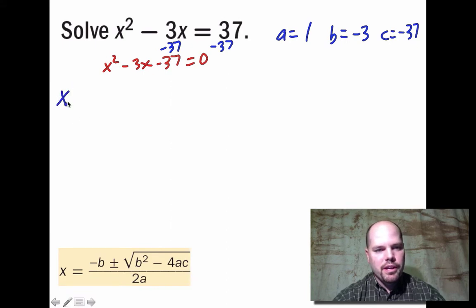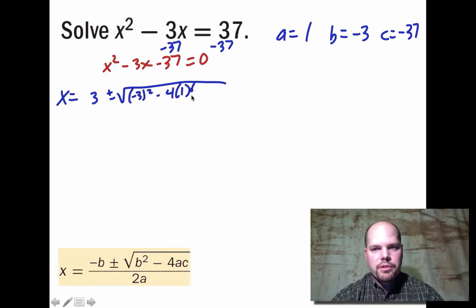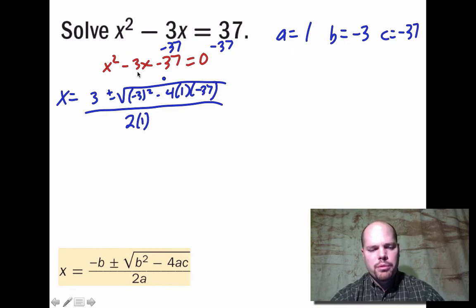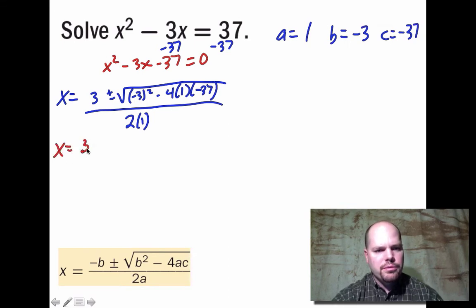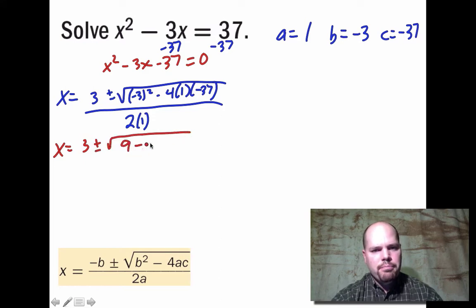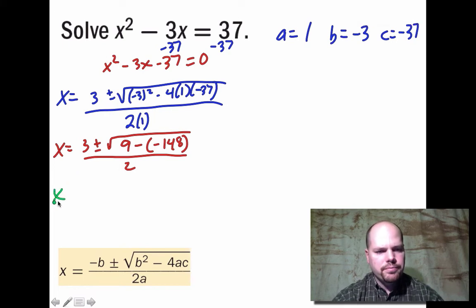All right, so we want x equals the opposite of b, so that's going to be a positive 3, plus or minus the square root of negative 3 squared minus 4 times 1 times negative 37, all divided by 2 times 1. Now, the a doesn't always equal 1, but in these examples, starting with the quadratic formula, they have been so far. Okay, so x equals 3 plus or minus the square root of 9 minus, now 4 times 1, so 4 times negative 37, that is negative 148, all divided by 2, and then I'm going to get x equals 3 plus or minus the square root of 9 plus 148, that's 157, all over 2.